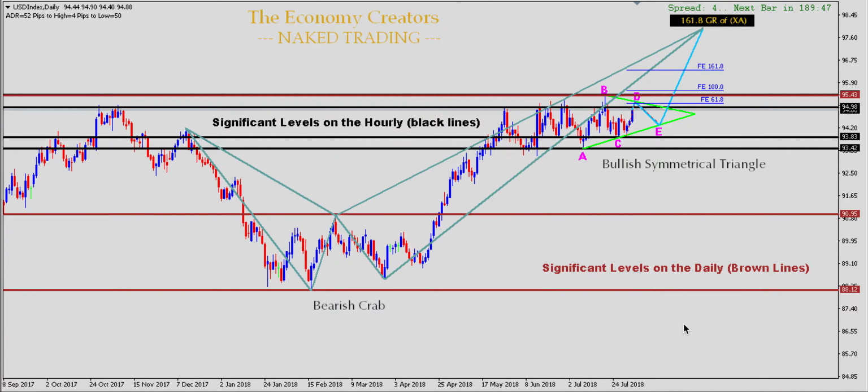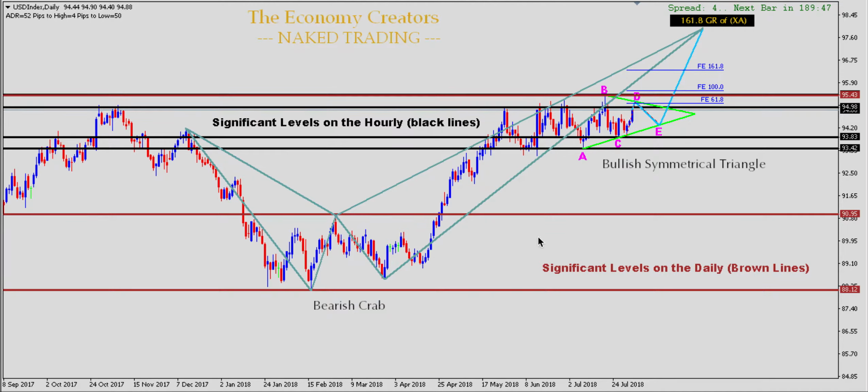Outside of that, what you see is a harmonic pattern, and that is a bearish crab. A bearish crab completes itself once it hits the golden ratio of the 161.8 of the move XA, which is this X and this A.